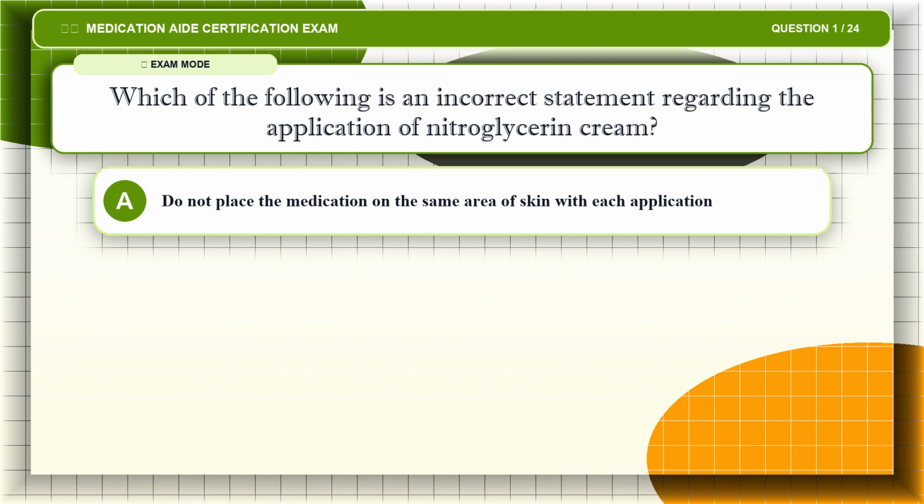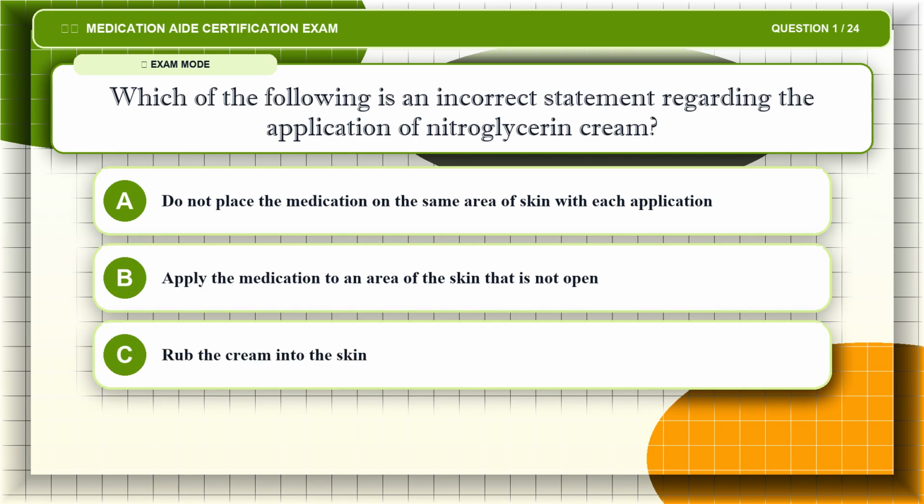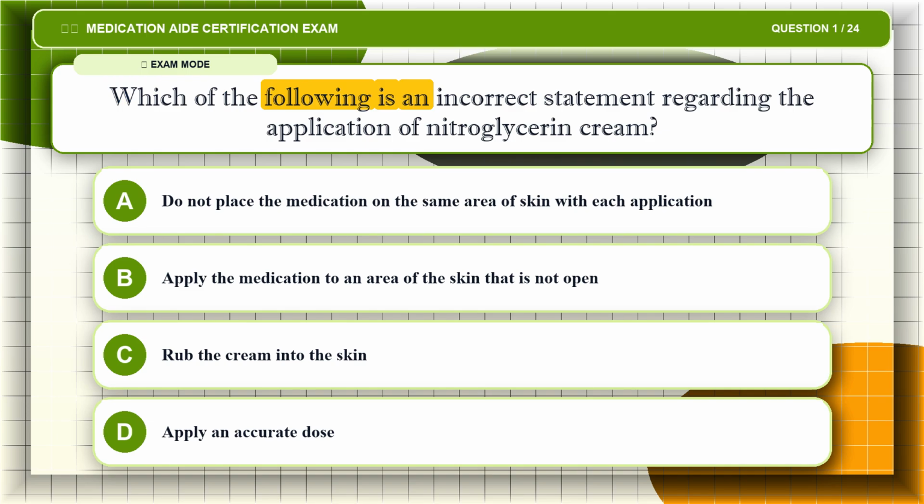Question 1. Which of the following is an incorrect statement regarding the application of nitroglycerin cream? Option A. Do not place the medication on the same area of skin with each application. Option B. Apply the medication to an area of the skin that is not open. Option C. Rub the cream into the skin. Option D. Apply an accurate dose.